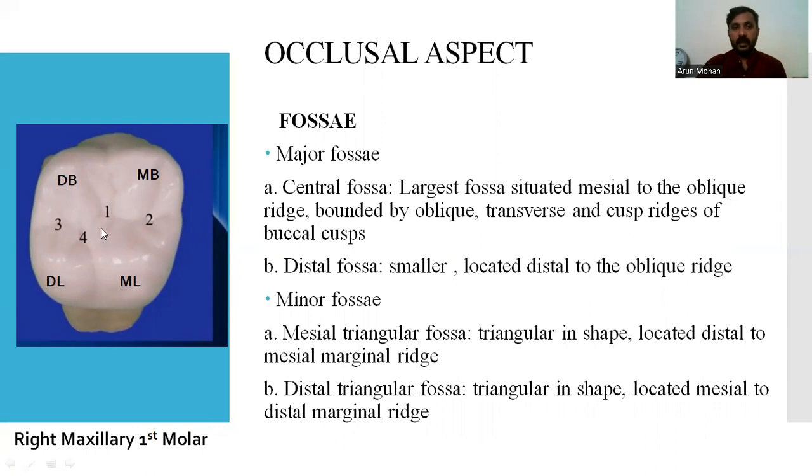Distal fossa is another major fossa, which is found distal to the oblique ridge. Again, this is the oblique ridge, and here marked as number 4 is the distal fossa, which is located distal to the oblique ridge. And apart from this, there are two minor fossae, which are the two triangular fossae. Triangular fossae are triangular-shaped regions with their bases being the marginal ridges. So the mesial triangular fossa is marked as 2, and the distal triangular fossa is marked as 3, with their bases being the mesial and distal marginal ridges respectively.